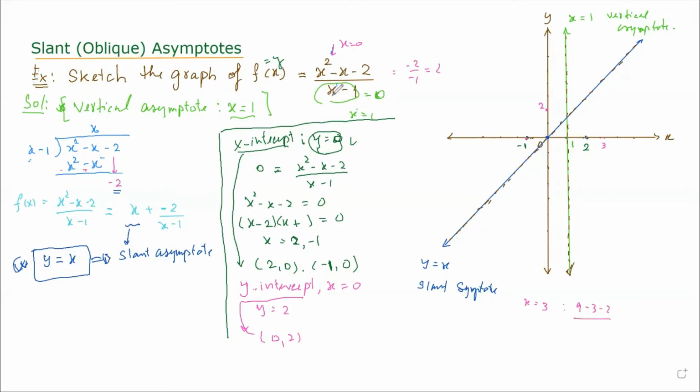Replace in here, okay, x equal to 3. So then 3 minus 1. So this one, minus 5, becomes 4 over 2. So it becomes 2. So that means when x equal to 3, y equal to 2. So y equal to 2 should be somewhere here. 2 is right here, 3 is right here.